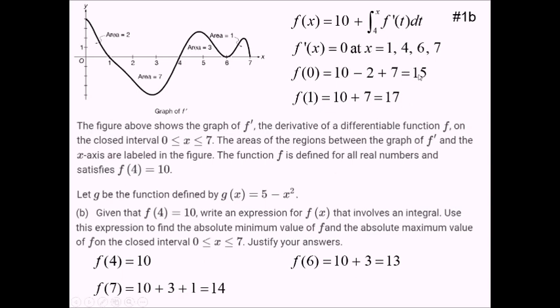So it looks like the smallest value out of all of these candidates is this 10 right here. There's nothing smaller, so that is our absolute min. And then the absolute max, the biggest number, let's see, we got 10, 13, 14's bigger, 15's bigger still, 17 is the biggest of all, so that is our absolute max.